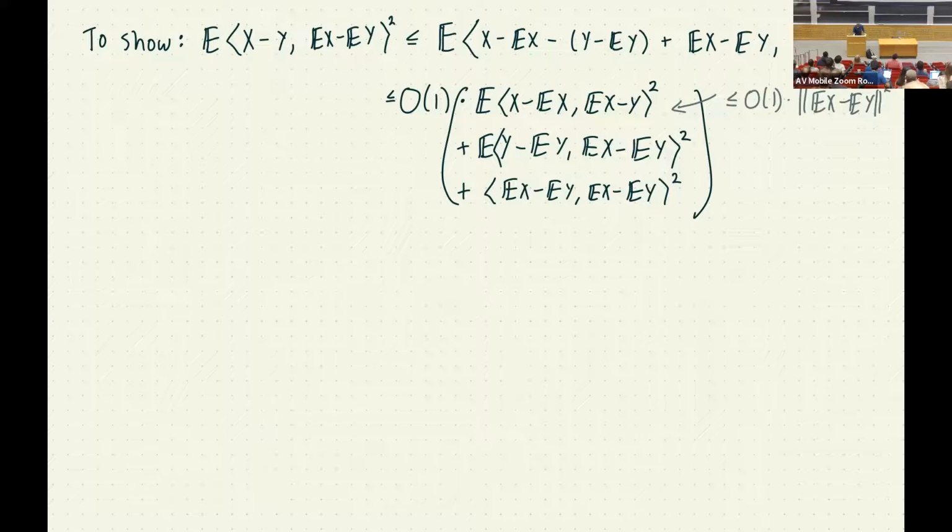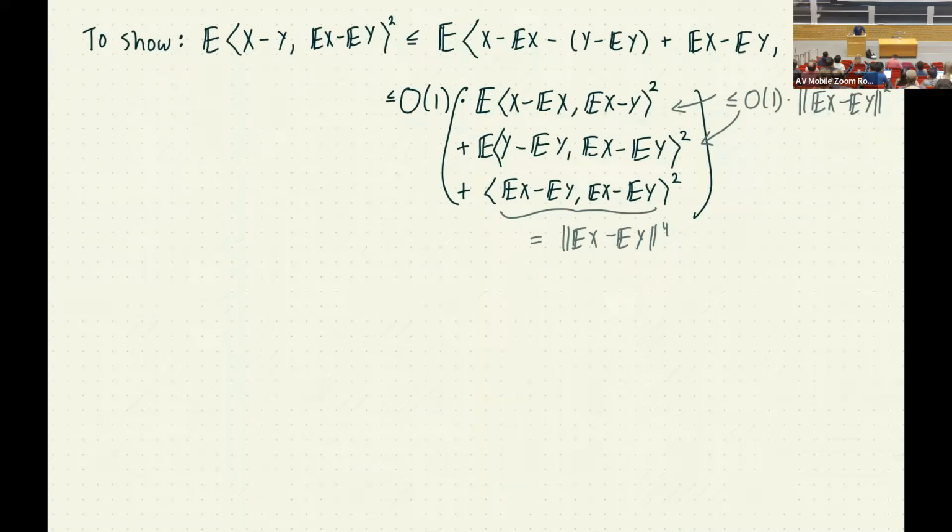Same goes here. And this last one, well, I've just got the inner product of expectation of X minus expectation Y with itself. So that's the square norm. And then I squared it again. So this last guy is just equal to expectation X minus expectation Y raised to the 4th. Okay. So now we've got essentially what we wanted. So let me just finish off the proof.